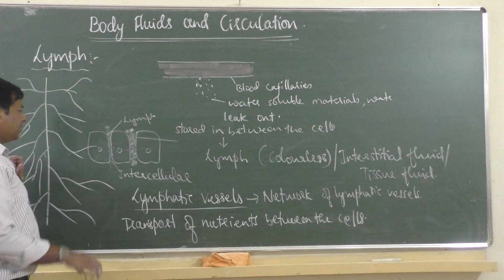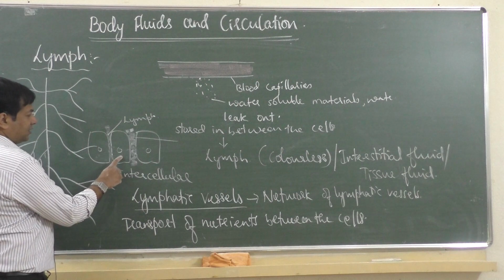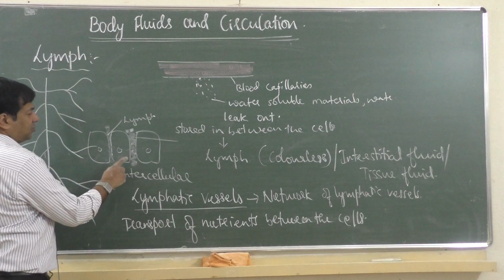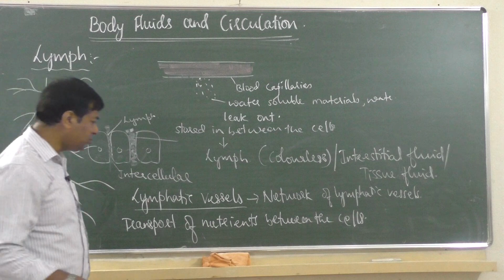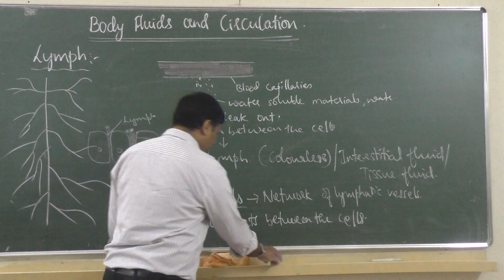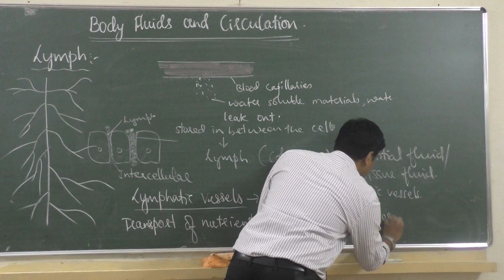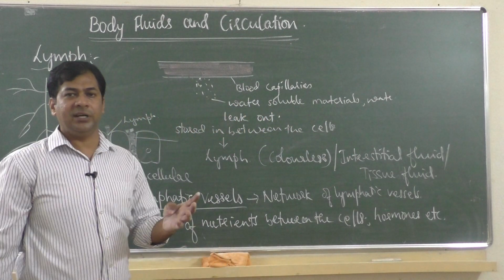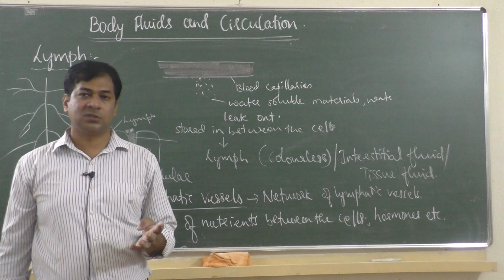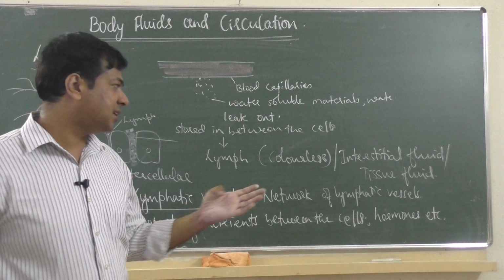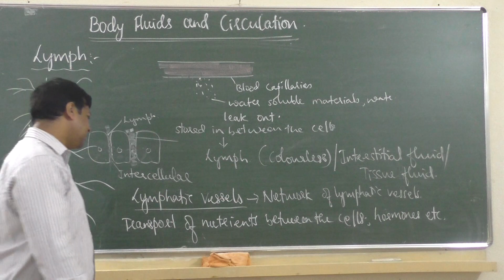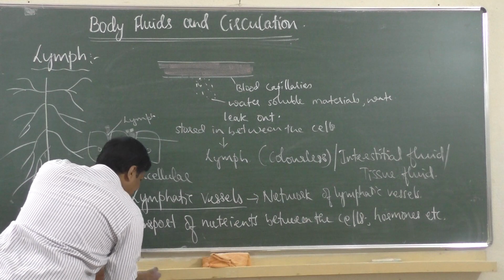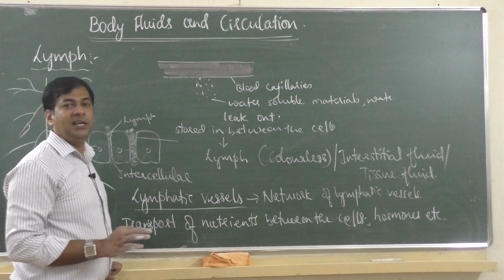Like here I am showing, suppose this cell requires nutrients, then that nutrient is transported here to the cell. Suppose this cell requires it, then the nutrient will be transferred to this cell. So transport of nutrients, then transport of hormones, etc. Means many other materials also. Nutrients, food, hormones, and many other chemical substances are transported through lymph. Then lymph also provides immunity, because it produces a special type of lymph cells called lymphocytes.